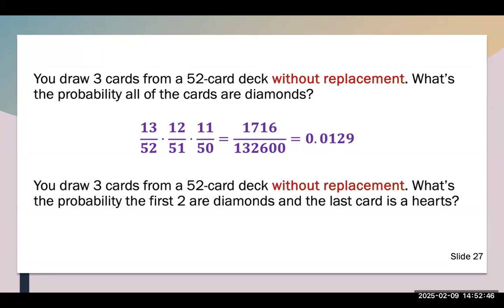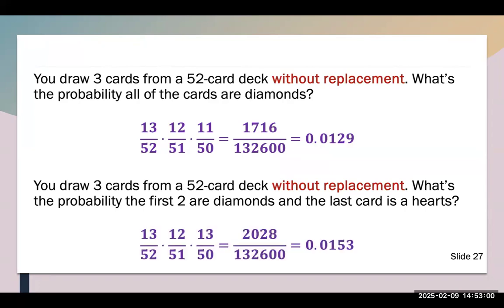Let's try another just to make sure we understand. You're going to draw 3 cards. What's the probability the first 2 are diamonds and the last card is a hearts? Okay, probability the first one is a diamonds, 13 out of 52. Put it off to the side. Now there are 12 cards that are diamonds out of 51. Now you take that card and put it off to the side. The last card is a hearts card. We did not take away any hearts cards. There are still 13 hearts cards, but there are 50 cards left. So if we multiply these 3 fractions together, we get 0.0153.